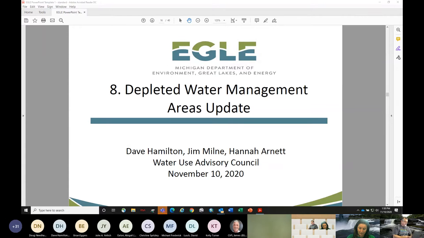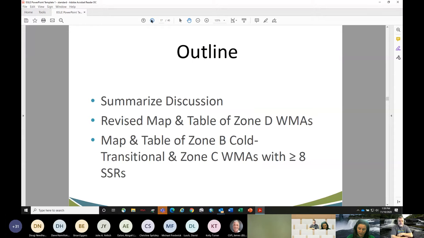We're going to present you with an updated version of the depleted water management area map and table that we presented to you at the meeting last August. Discussions between Dave and Water Use Assessment Unit staff, and I want to also include Andy LeBaron, who contributed to this effort, led to revisions in the depleted water management area status table that Eagle presented to you at the August meeting. We're going to present to you today the revised map and table of the Zone D water management areas.